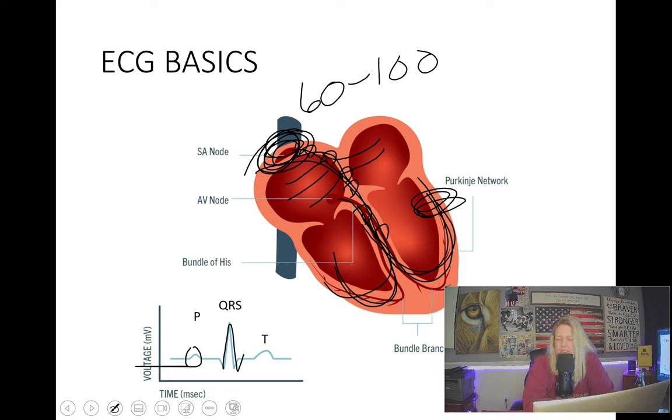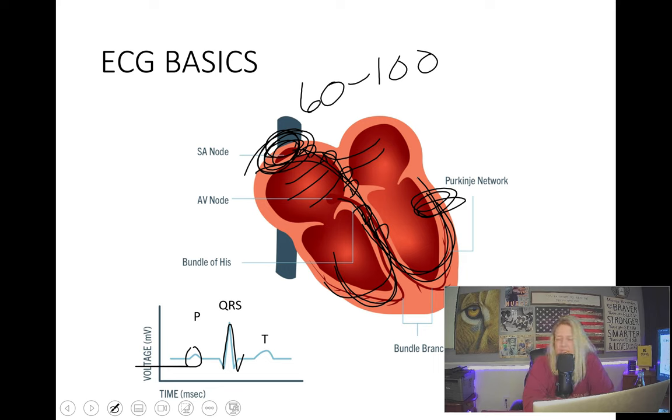And I don't want a weak contraction, because the ventricles are in charge of getting the blood out to the tissues, right? The ventricles move the blood out of the heart out to the tissues. And I don't want a weak contraction. So I don't want a wide QRS. I want a narrow QRS, because that tells me it's a nice strong contraction. So what does it mean to be a narrow QRS? It means it's 2.5 small boxes.